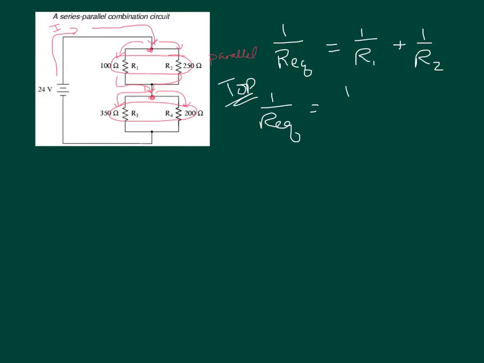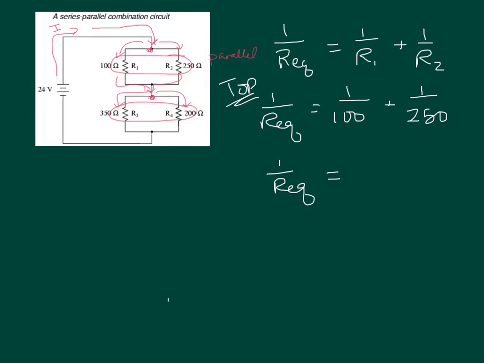is equal to 1 over 100 plus 1 over 250. So when we do that, we get 1 over Req equals 0.014. Because remember, we're solving for 1 over Req. You use the x to the minus 1 button, so another way to do this was 100 to the minus 1 plus 250 to the minus 1. So we get 1 over Req is 0.014.